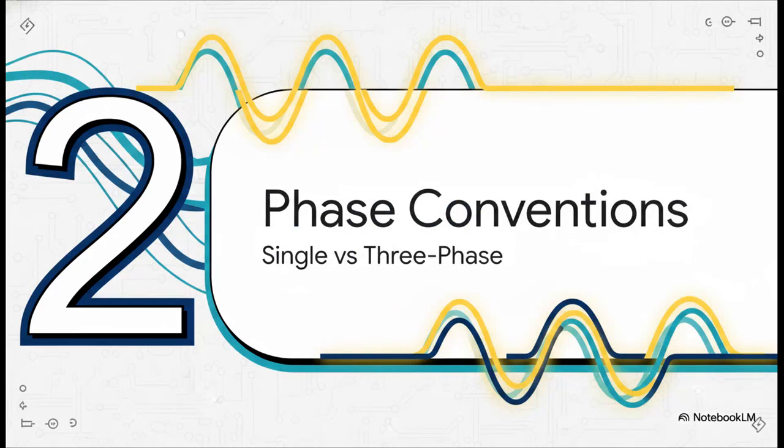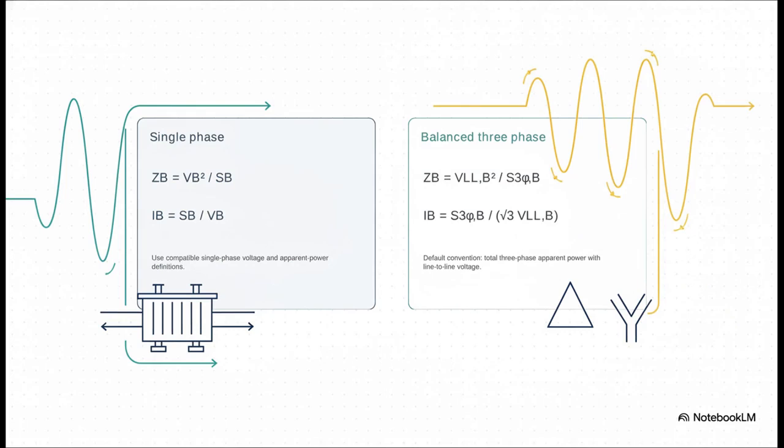Moving right along to Section 2, phase conventions, specifically single versus three-phase. When we compare single-phase and balanced three-phase, you'll see some key differences. For single-phase, you use compatible single-phase voltage and apparent power definitions. Easy enough. For balanced three-phase, a really clean default convention is to use total three-phase apparent power along with line-to-line voltage. Notice that the impedance-based formula still magically looks like voltage squared over power.